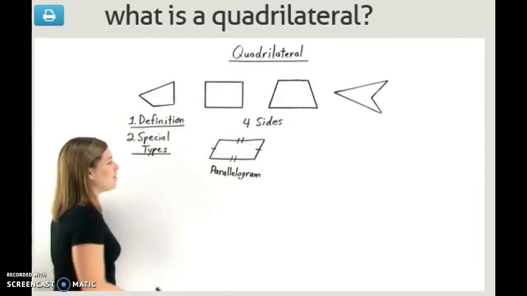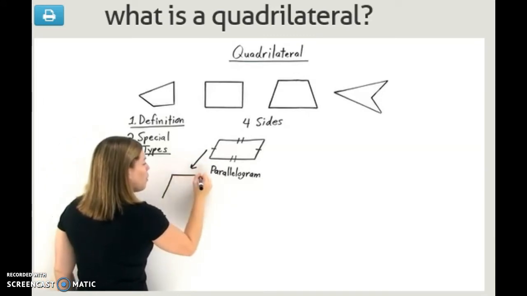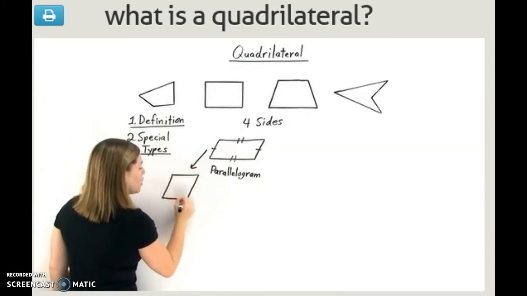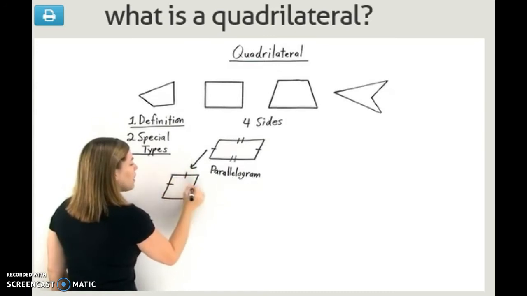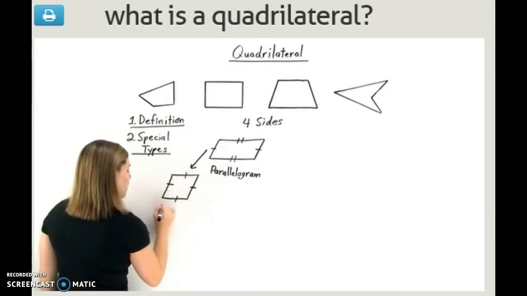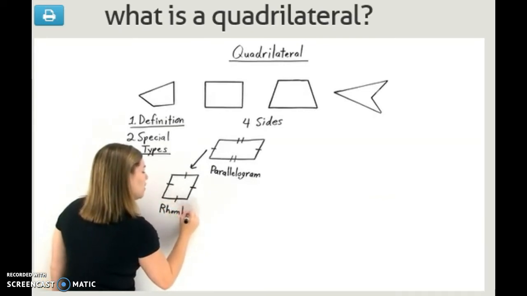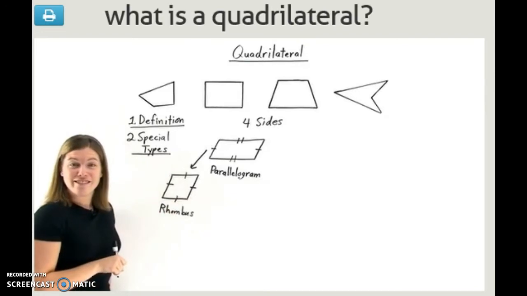Now there are other kinds of parallelograms as well. So let's take a look at those. Here, let's take a look at a parallelogram where all 4 sides are congruent. So all the sides are the same length. It's a different type of parallelogram. A parallelogram where all the sides are congruent is called a rhombus.